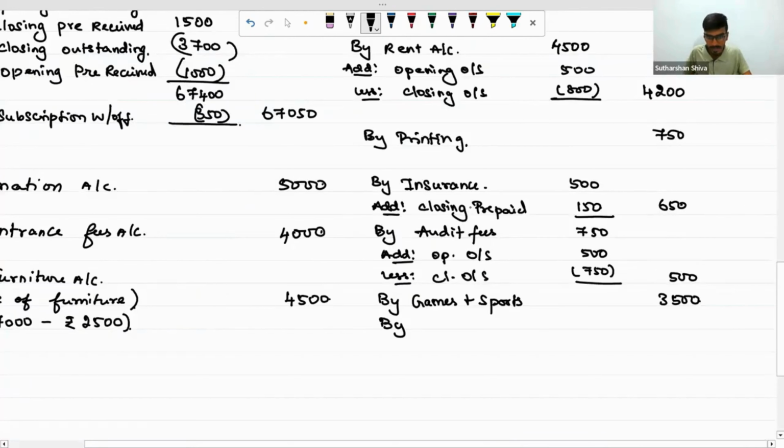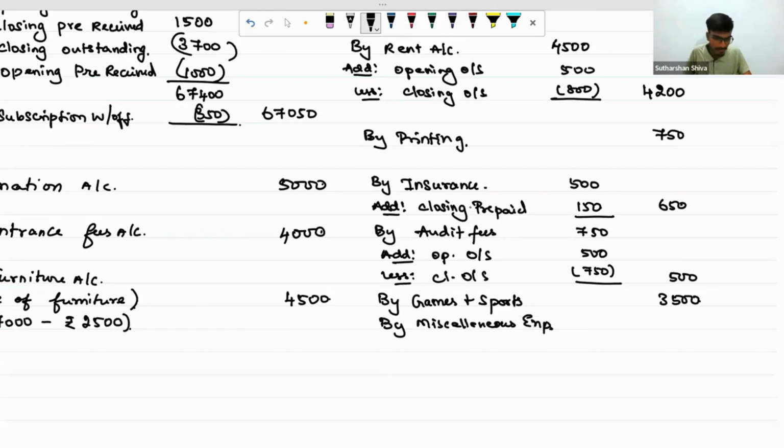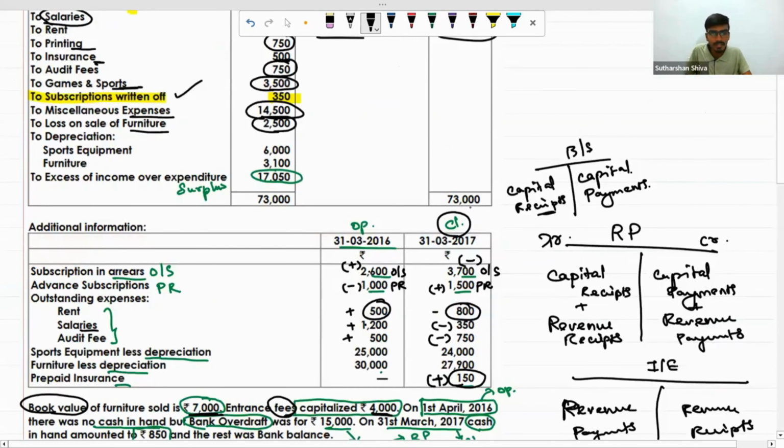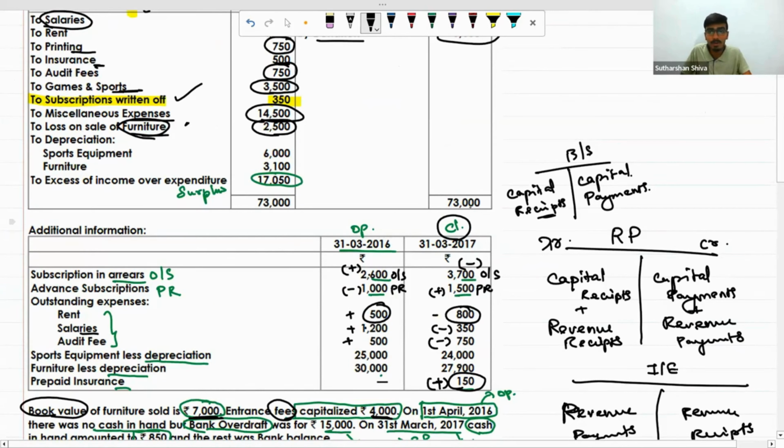We will write by miscellaneous expenses. What is the value? 14,500. And we'll go with this. Loss on sale of furniture will never come in the receipts and payments account.